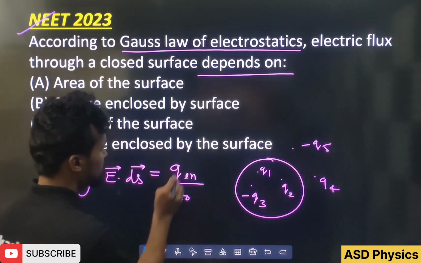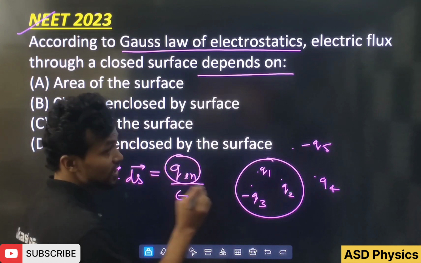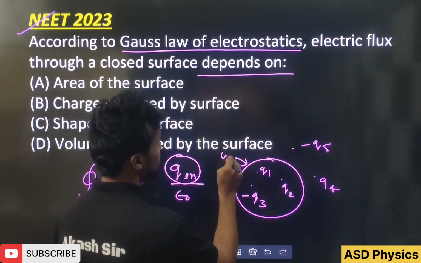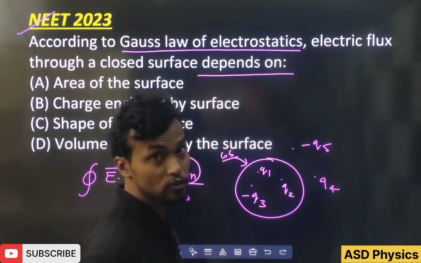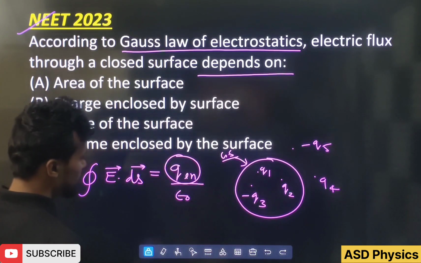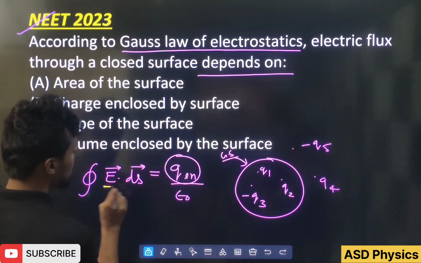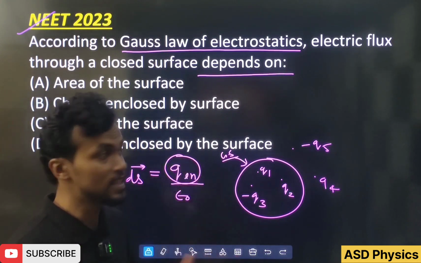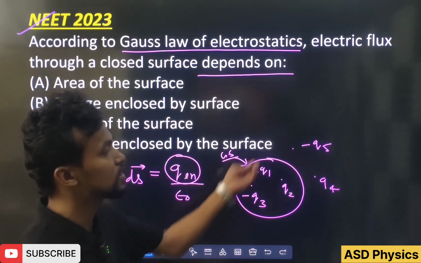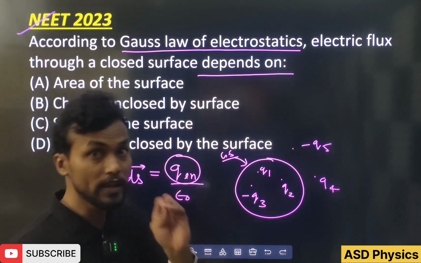So remember that one thing, this charge enclosed means which charge? The charge that is present inside this Gaussian surface. So charge enclosed means which one? Q1 plus Q2 minus Q3. After that, what is this electric field? This electric field is due to all the charges, whether Q1, Q2, minus Q3, Q4 or minus Q5. Okay, so basic is clear.